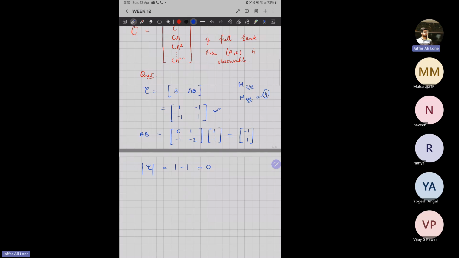It means the rank of C is not equal to 2. It implies the rank of mathcal C is less than 2 or is not equal to 2. It's indeed less than 2, but here we can say it's not equal to 2. It should be equal to 2. Therefore, our system is not controllable.